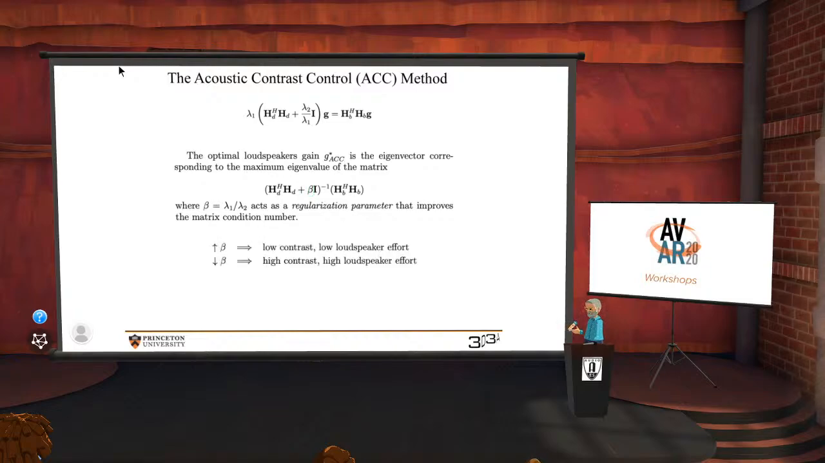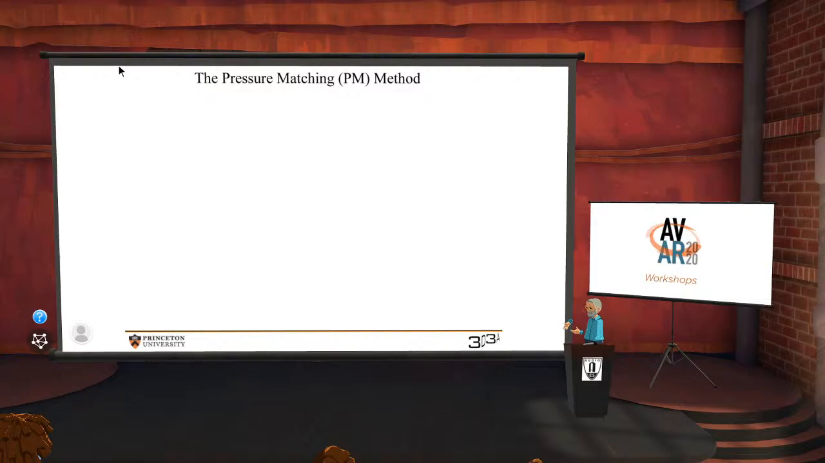So when beta is large, we get low contrast, but the speakers are safe. When the beta is very small, we approach a perfect inversion, and we call that a perfect filter or a perfect solution, but one that's not very practical. It can give us very high contrast but high loudspeaker effort. All right, so this is the math behind this.